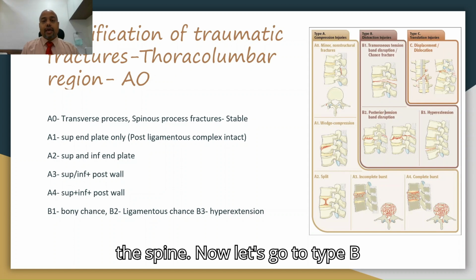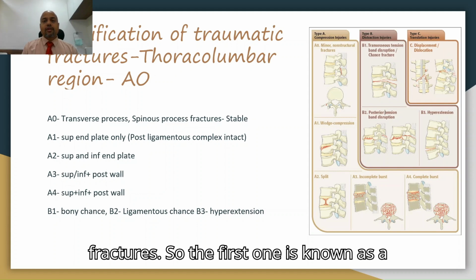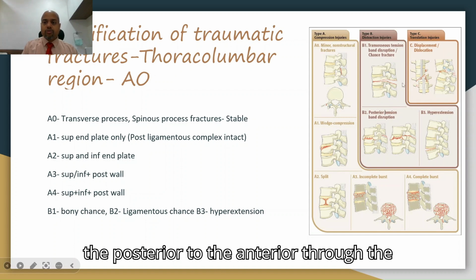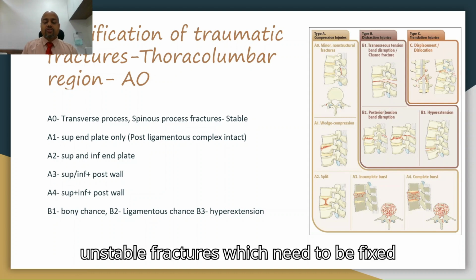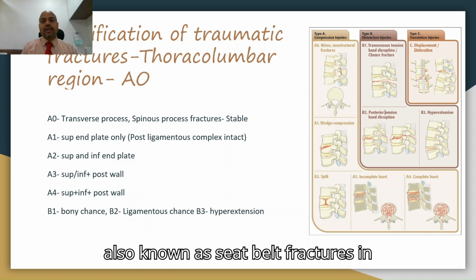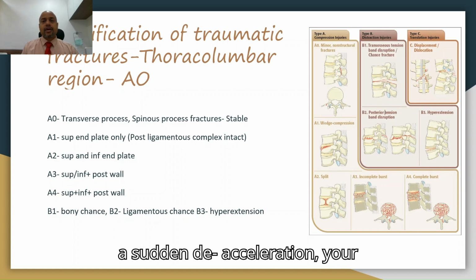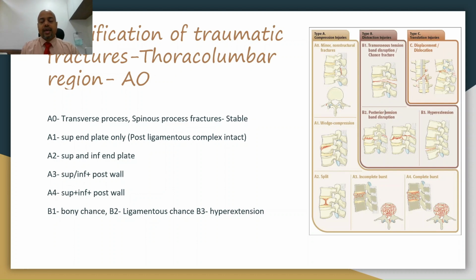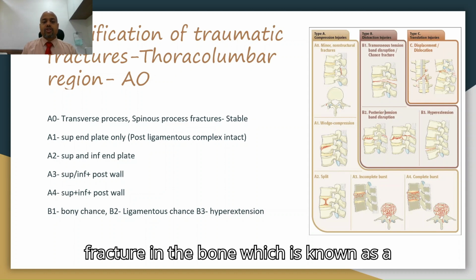Now let's go to type B fractures. These are inherently unstable fractures. The first one is known as a bony chance fracture, in which you have a fracture going through and through from the posterior to the anterior through the bony part, and these are generally unstable fractures which need to be fixed. These chance fractures are also known as seat belt fractures: if you have a seat belt and you get a sudden deceleration, your body keeps going forwards, and that causes a shear force and a fracture in the bone, which is known as a chance fracture.